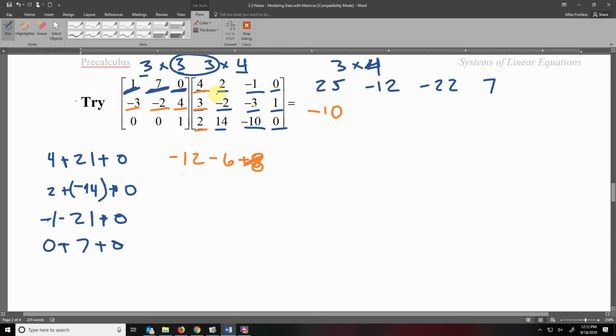Okay, second row by the second column, negative 3 times 2 is negative 6. Negative 2 times negative 2 is positive 4. Positive 4 times 14 is 56. Okay, so we've got negative 6 plus 4 plus 56, and that is 54.